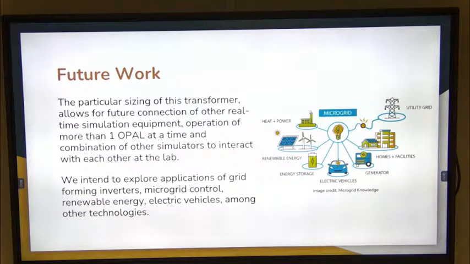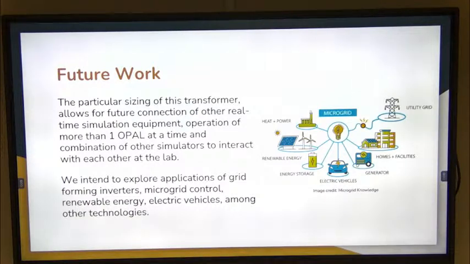As for more of the future work, here's a physical or conceptual representation of what a microgrid is. Basically, distributed energy resources connected to the same source, to the same load. The particular sizing, as I mentioned the transformer loading, it's 48% of capacity right now. So right now the transformer has space for another implementation of another thing to connect to it.